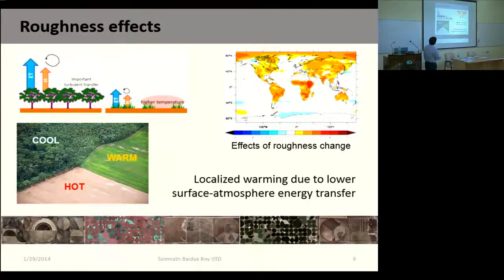And if you have larger trees, buildings and stuff like that, more roughness, more heat transport. So we are going to see an effect something like this. Okay? And that is something, this warming is what you see here, partly. Okay? That was your question, right? So the roughness contributes partly to the warming.